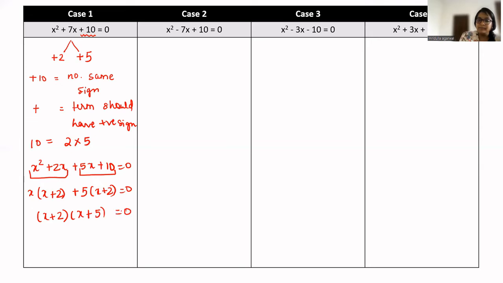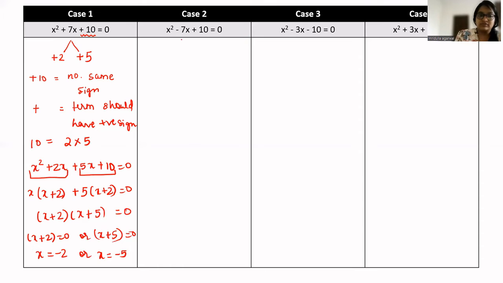Now we'll apply the product rule. What does this indicate? Either of the two terms should be 0, then only I'll get the main answer as 0. So either x plus 2 is 0 or x plus 5 is 0. If this is 0, x is minus 2. If this is 0, x is minus 5. So the roots of this equation are minus 2 and minus 5.